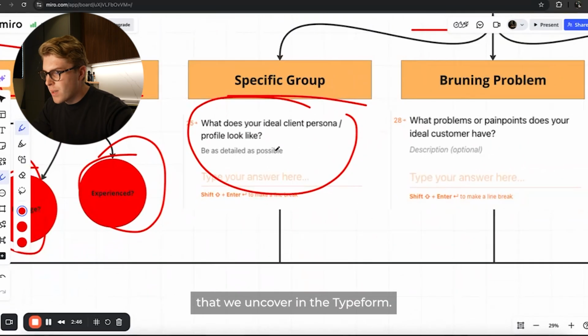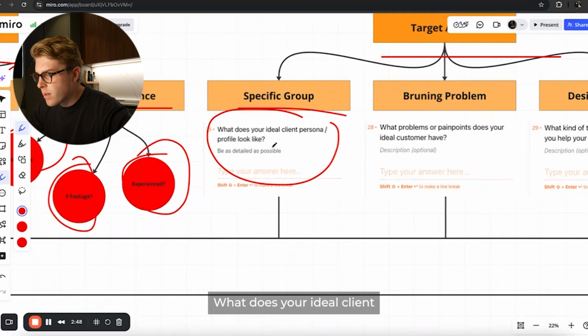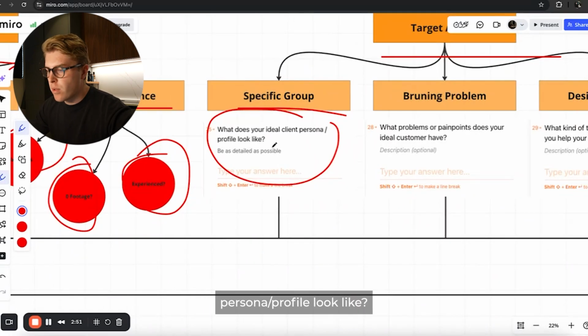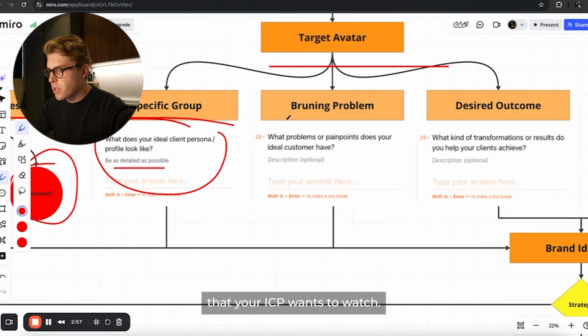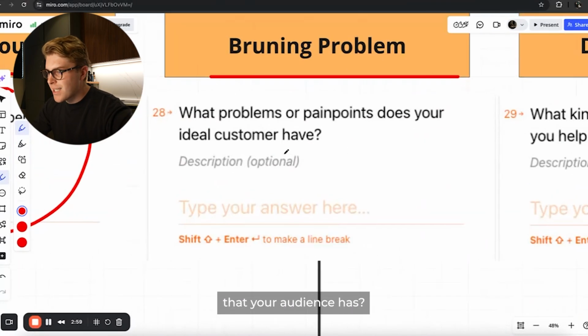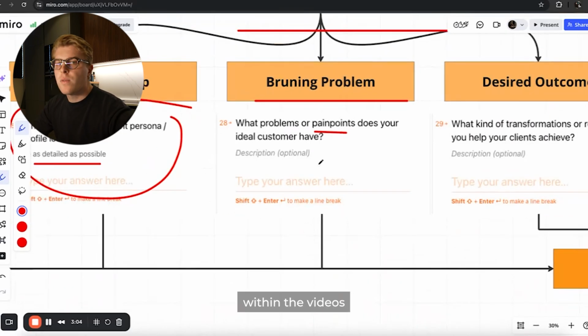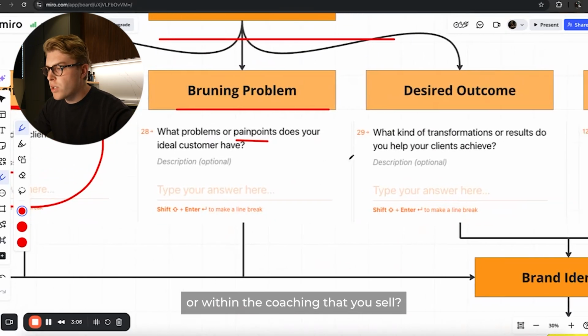Now, what is the specific group that we want to target on social media? And this is also something that we uncover in the type form. What does your ideal client persona / profile look like? We need to be as detailed as possible for this. That way we can create the content that your ICP wants to watch. What is the burning problem that your audience has? What are some problems or pain points that your audience have that you will solve within the videos that you're posting or within the coaching that you sell?